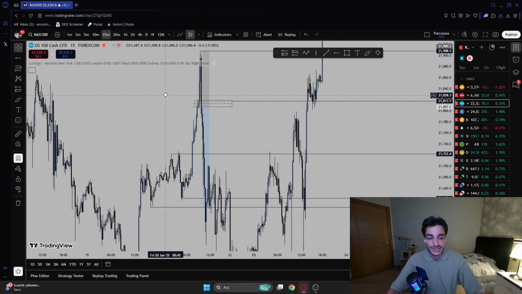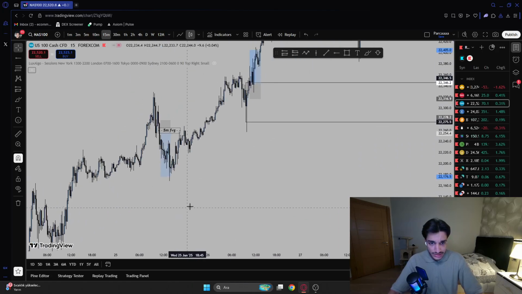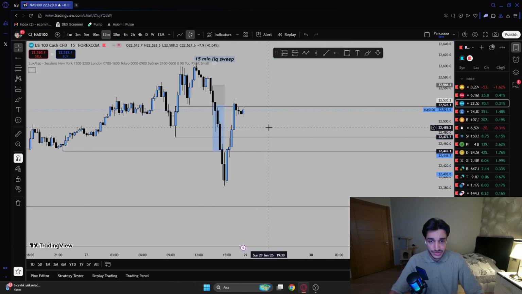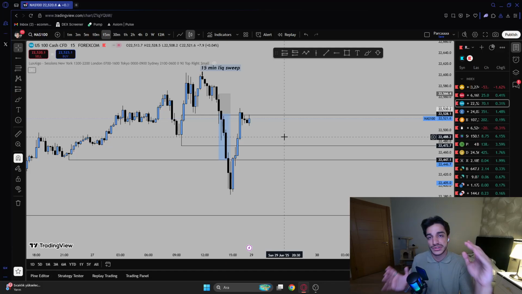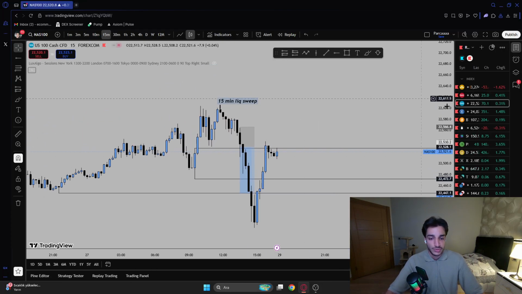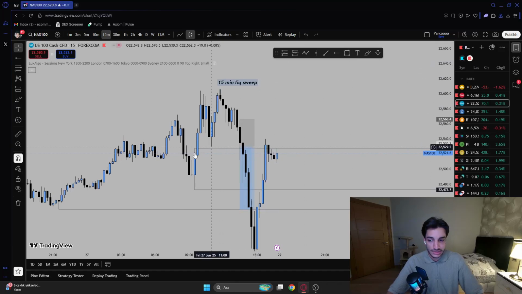All right. So let's find something. Liquidity sweep works with the break of structure. The break of structure is our confirmation to jump into a trade. So what's our structure level right here? This is our structure level right here.